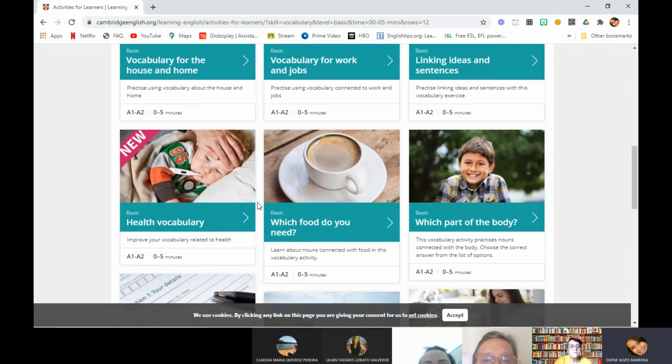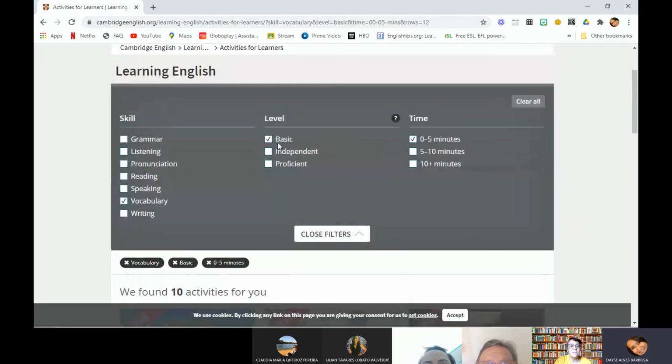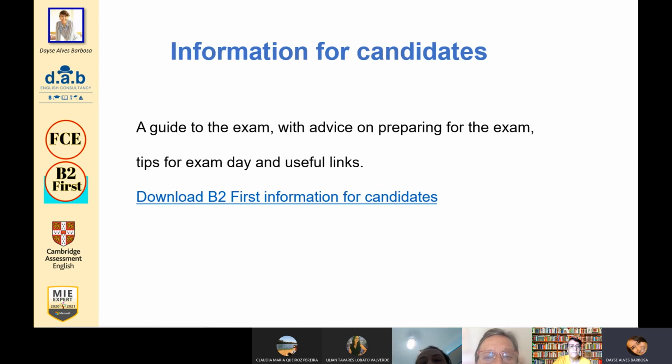You see, there are many activities which you can use with your students. You just select here basic. Of course, we know how hard it is to use websites in our schools because of connectivity. But you can have the ideas there. I'm not sure if they are downloadable activities. I will check, I didn't check. But if they are not, you can use the ideas.